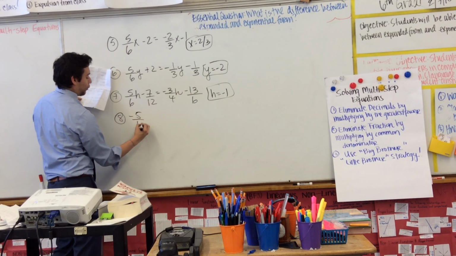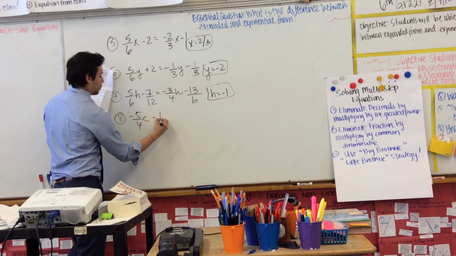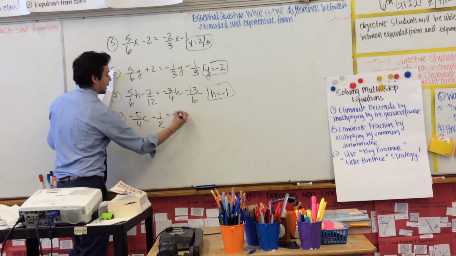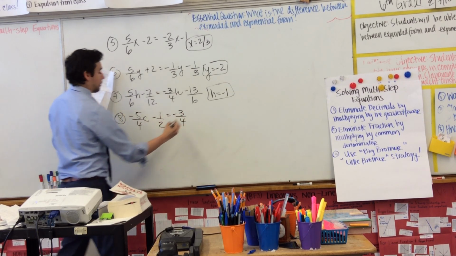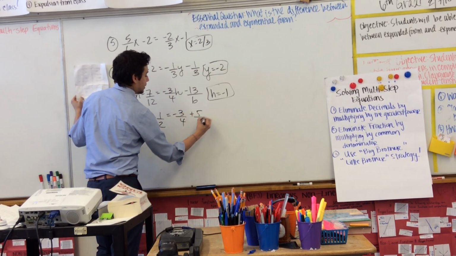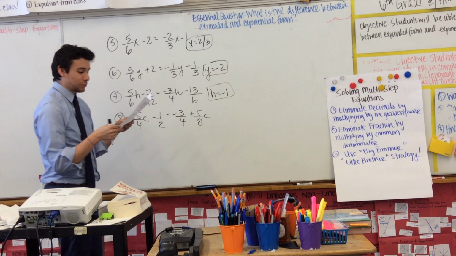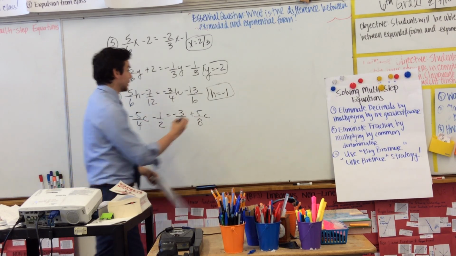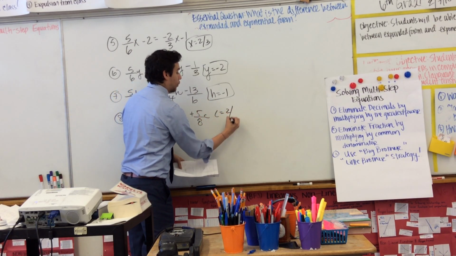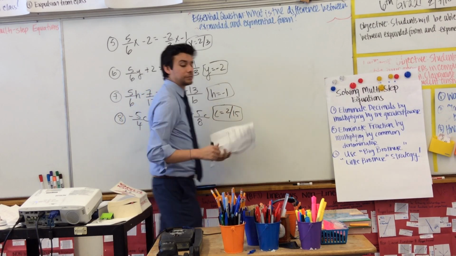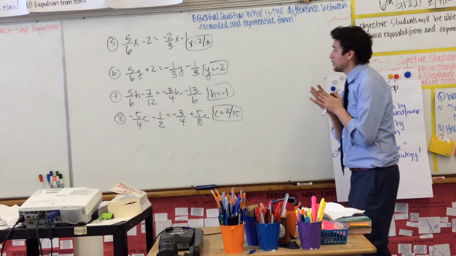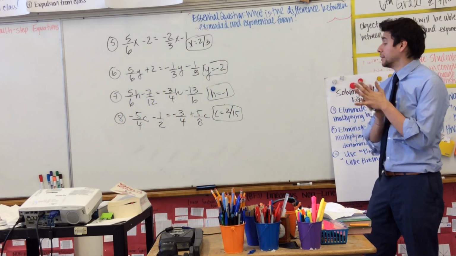Next one, number 8. Negative 5 over 4c minus 1/2 equals negative 3 over 4 plus 5/8 c. This one is also a fraction. The answer for c is equal to 2 over 15. Okay, so copy those down. Hopefully you're getting them right.